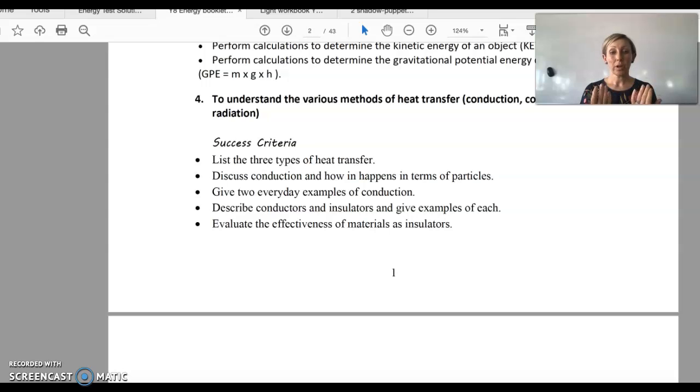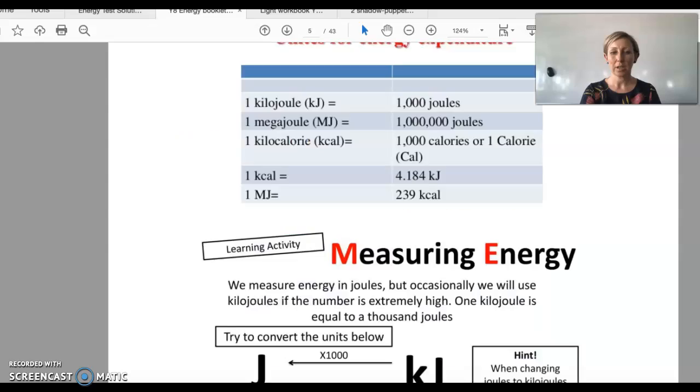You need to also be able to assess how good something is at insulating heat energy, and we'll talk about that on another video later. Let's just move to conduction.